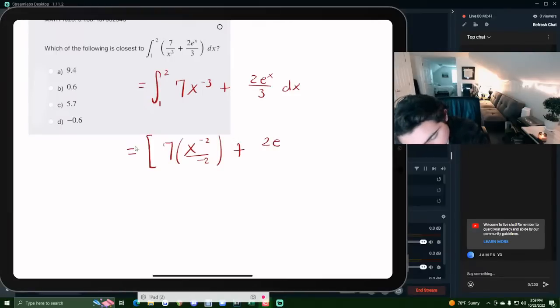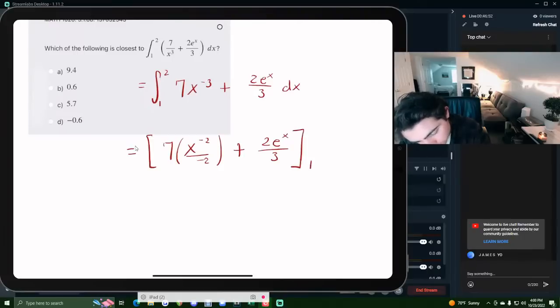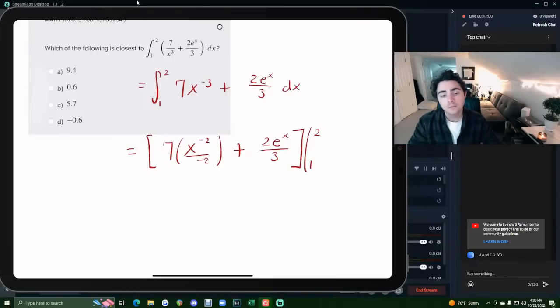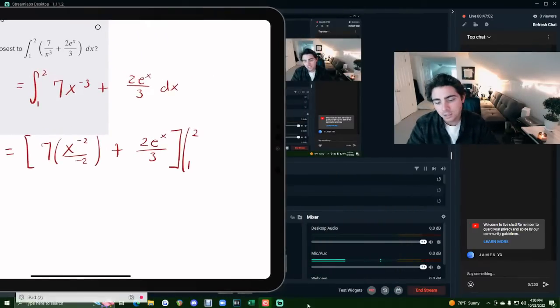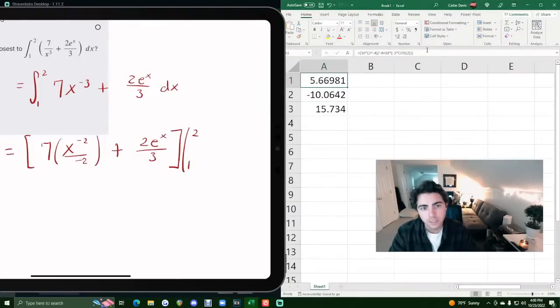e to the x has an antiderivative of e to the x. And then we just leave all the constants or coefficients around it. We just leave them alone. And that's it. We're evaluating this from 1 to 2. I'm just going to plug it into Excel exactly how we see it. We're plugging in the 2 first, then the 1, and then subtracting them. Let's see if we can do the same thing that we did here.